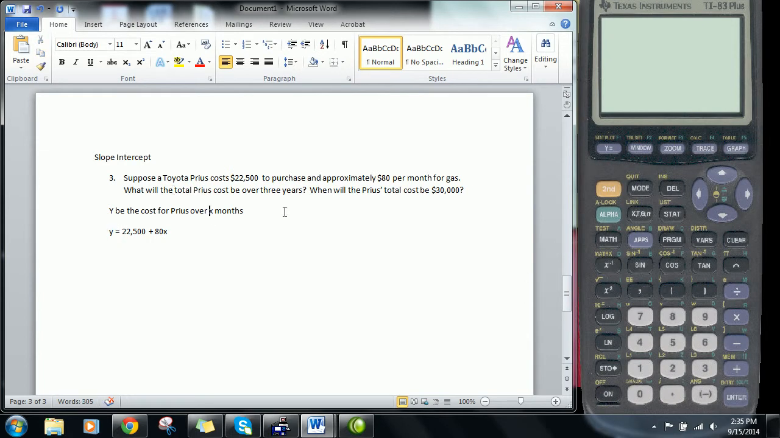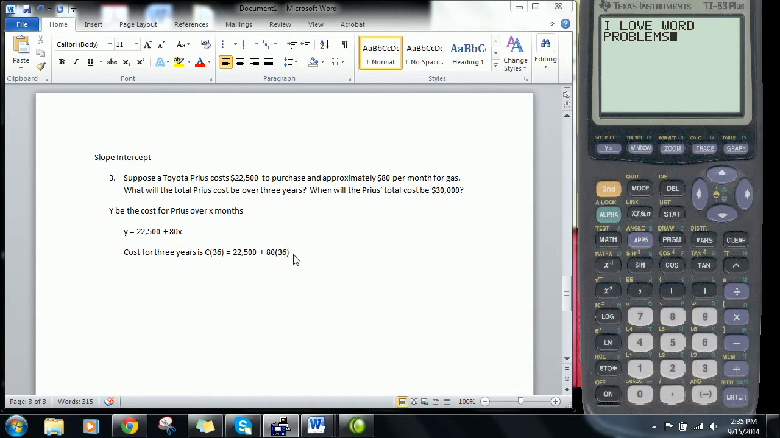Okay? So what will the cost of the Prius be over 3 years? So for 3 years, I plug in 36 because that's 36 months for X, right? So therefore the cost for 3 years is the cost of 36 months, which is 22,500 plus 80 times, plug that 36 in. All right, and I'll leave that up to you to calculate.